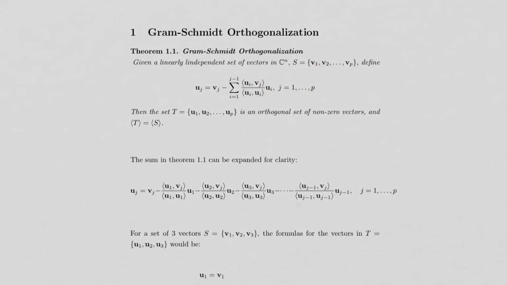So for each v, we get a corresponding u, and every time we get a new u, we start with the corresponding v and then subtract off this sum. Notice also that we always go from 1 to j minus 1. So when I'm doing, for example, u5, it's going to be v5 minus the sum as i goes from 1 to 4 of these terms. So I'll be subtracting 4 terms here: some scalar times u1 plus some scalar times u2, up to u4.